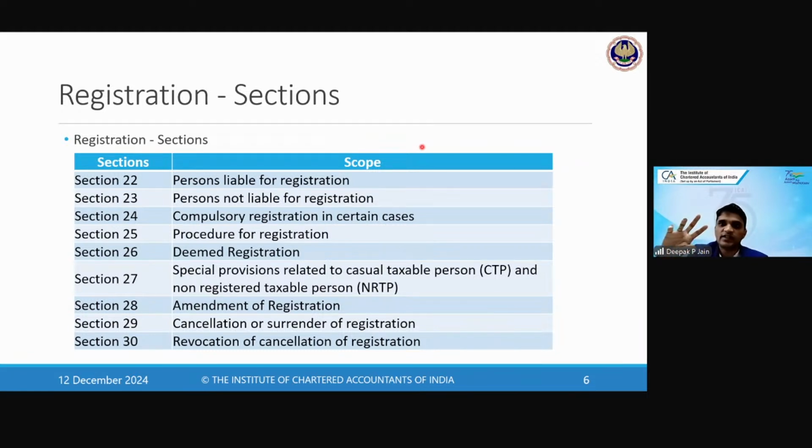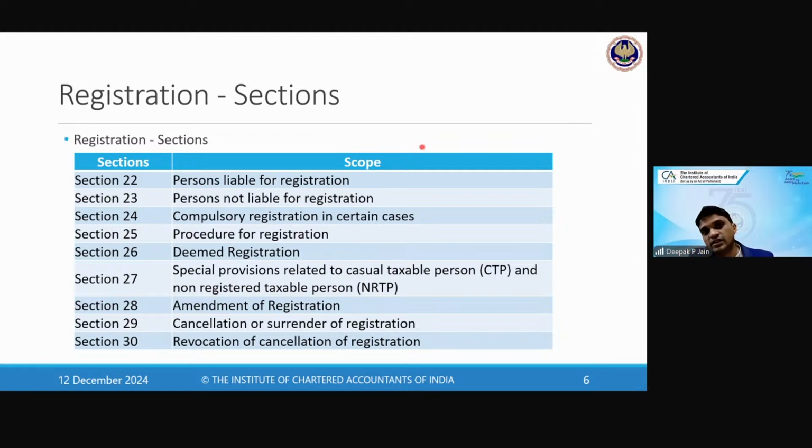Then 28 says that if there is any amendment you have to make, the procedure for amendment is explained in section 28. Then 29 says cancellation or surrendering of registration. Cancellation we have heard. What is this surrendering? Before cancellation, there is an activity called surrendering of registration.